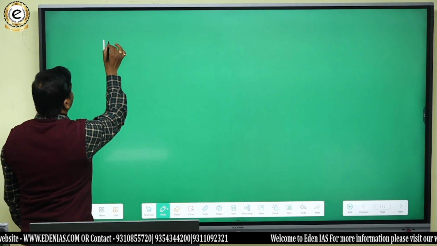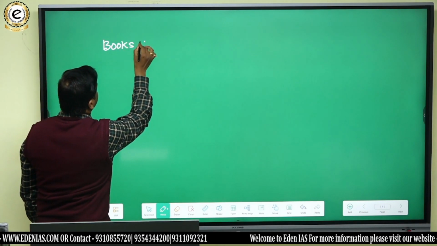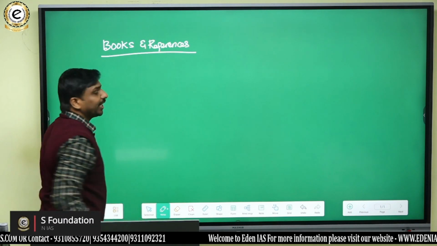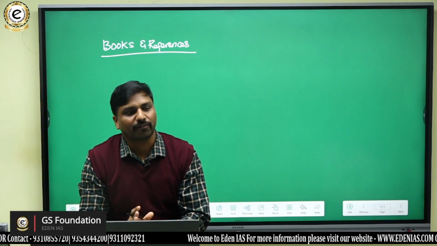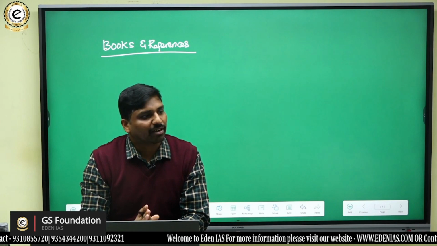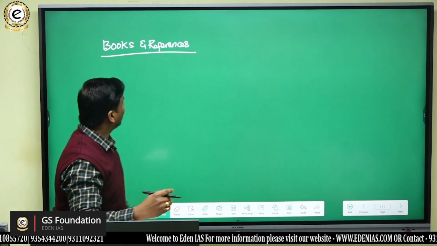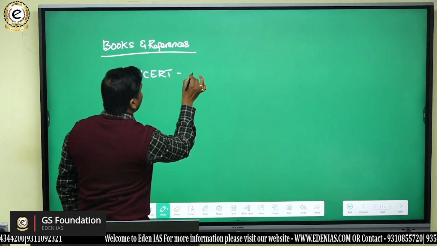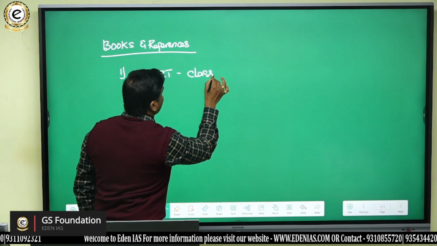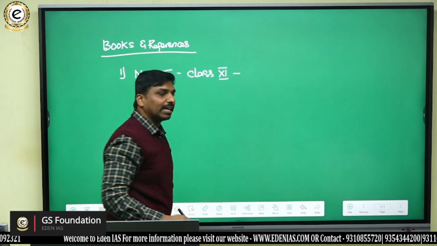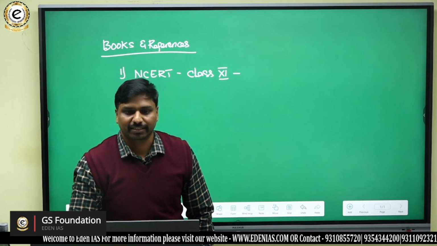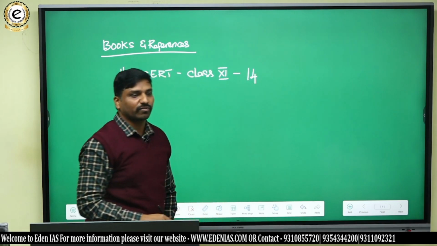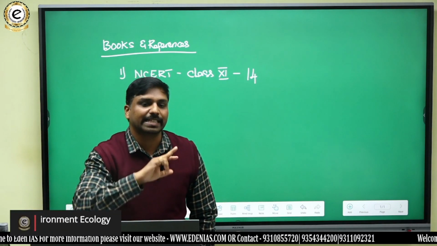If you need to focus on basic concepts, we have to start with NCERT class 11th and 12th. So if we talk about NCERT class 11th, we have one chapter called environmental chemistry. It is chapter 14 from the chemistry book, which means environmental chemistry.